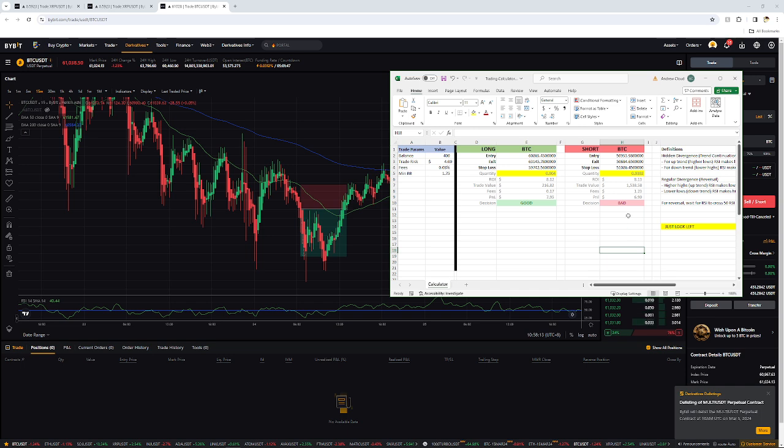And what you'll see on this little spreadsheet that I built myself is it says here decision. Is it a good decision? Yes, go for it. Is it a bad decision? Just be aware of the fees. And it doesn't mean don't do it.